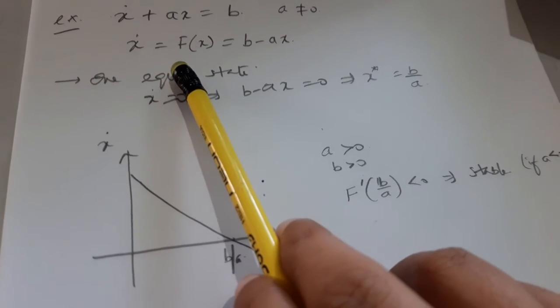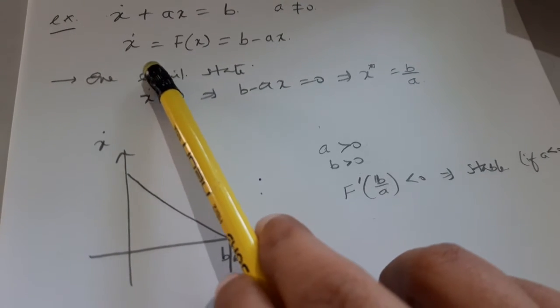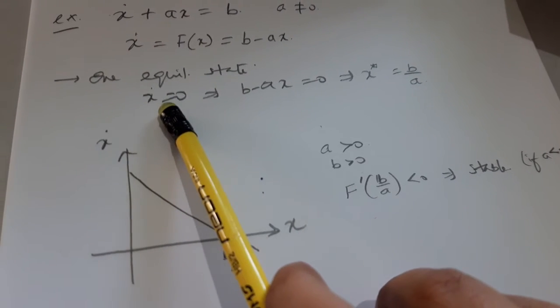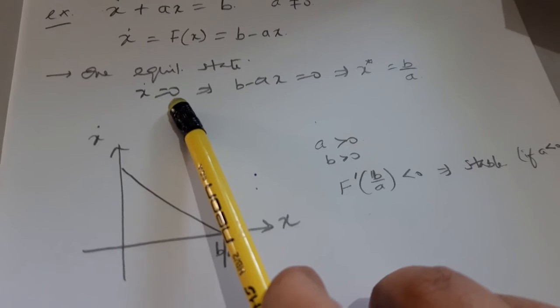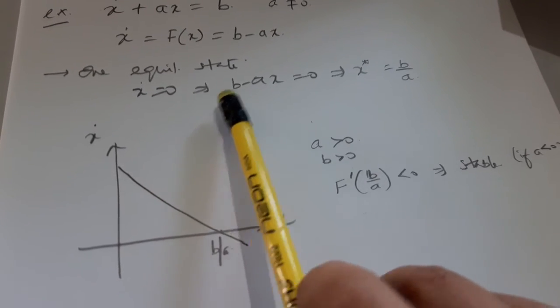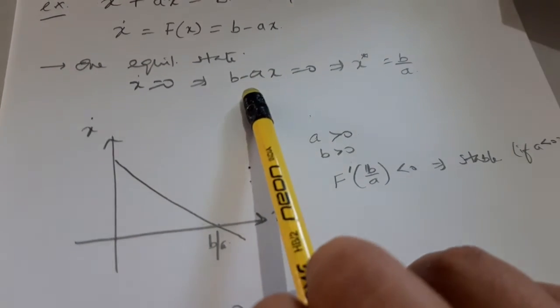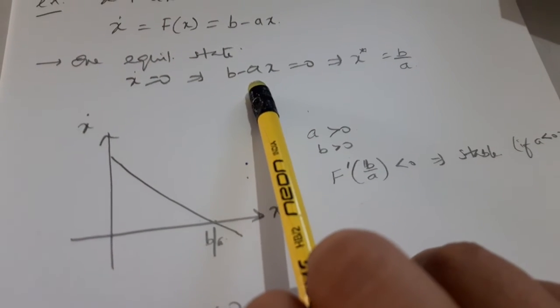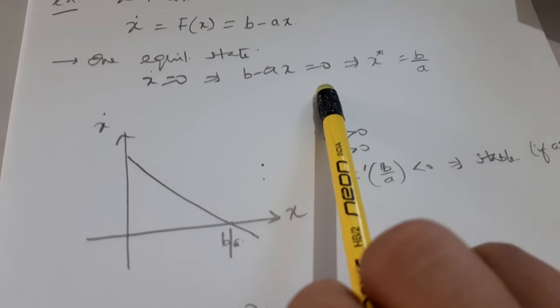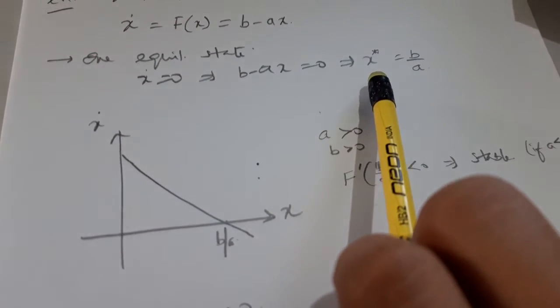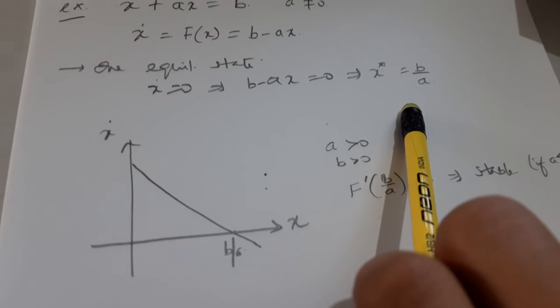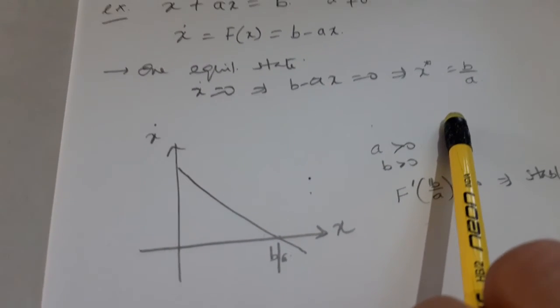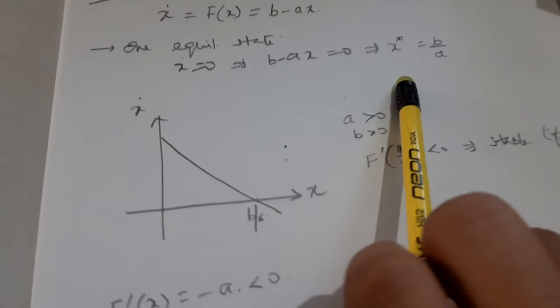Okay, now first of all, what is our equilibrium state? Equilibrium state is given by the point where x dot is equal to 0. And here you can see that there's only one equilibrium state in this linear equation. So we have b minus ax equal to 0, which then gives us the equilibrium state as b by a, which is something we'd also derived earlier.